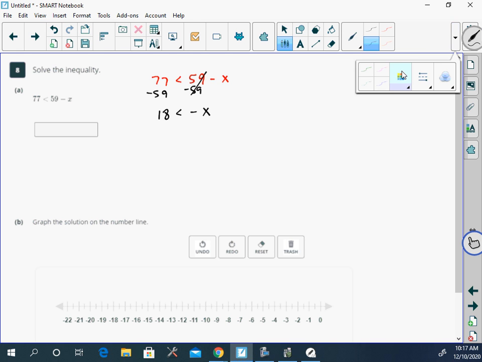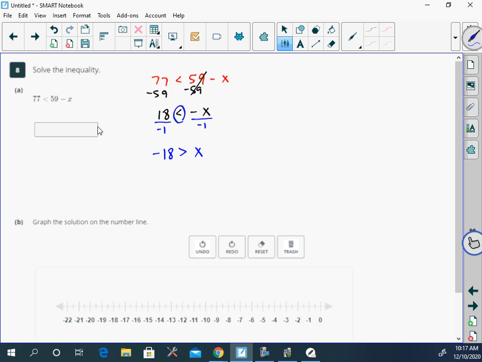And then I want to get x by itself. And you might go, okay, I'm going to divide by negative 1 on both sides, or you could think, okay, I'm going to multiply by negative 1 on both sides. Either way, you get the same answer. Most people say divide, so I'm going to go ahead and divide by a negative again. If I divide by a negative, I have to flip this. So 18 over negative 1 would give me negative 18. Instead of less than, it's going to be greater than, and this then will just be x.